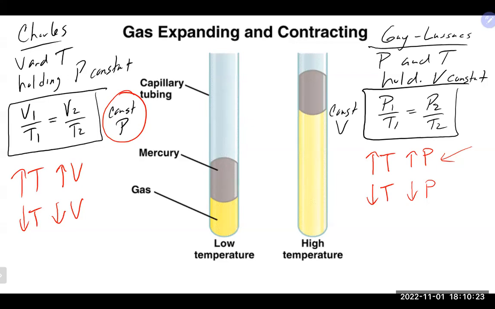Any questions on any of those there? And that's what we see here at a lower temperature. We have a smaller pressure. And at a higher temperature, obviously the volume starts to increase. So lower temperature, lower volume, and higher volume at a higher temperature.